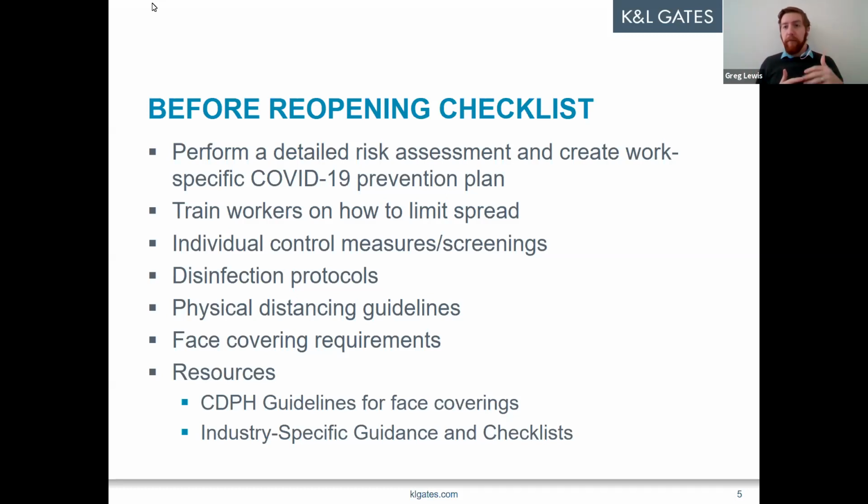And not only does it need to have a plan, it needs to train workers on that plan, teach them how to limit the spread, tell them about the individual control measures and screenings. Are there disinfection protocols in place? What are the physical distancing guidelines that are in place? What face covering requirements are in place? And it links to a couple of the resources from the Department of Public Health for face coverings, as well as the industry-specific guidelines, which can serve as a template, as a format, but these plans should be work-specific. Next slide, please.